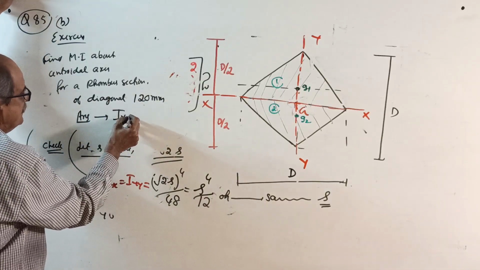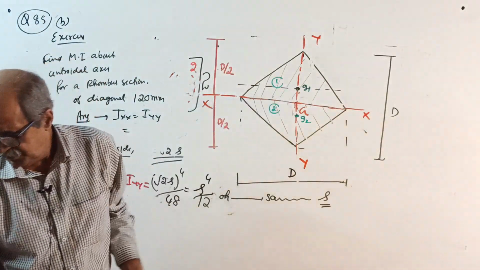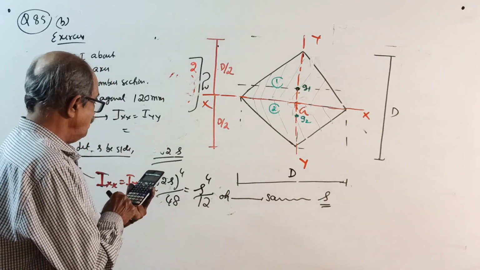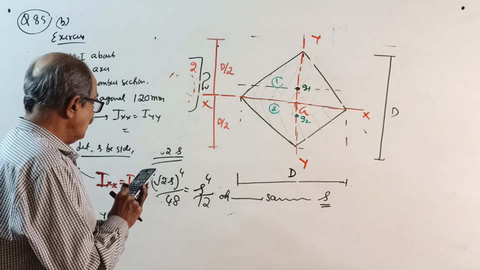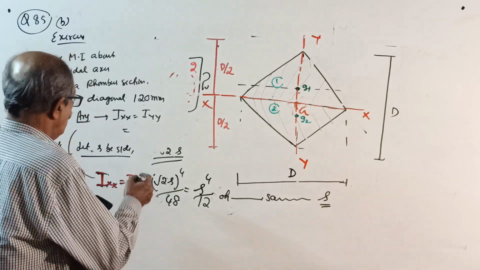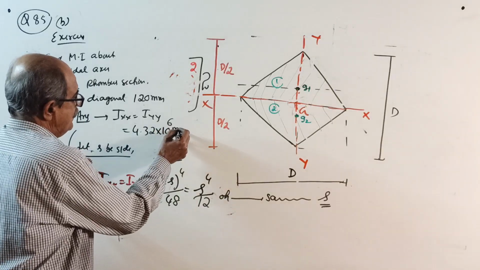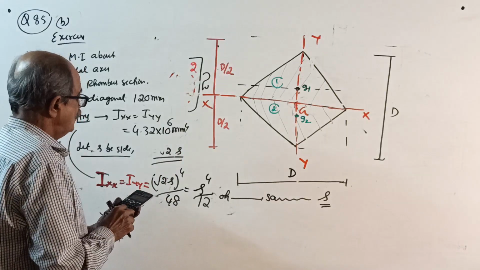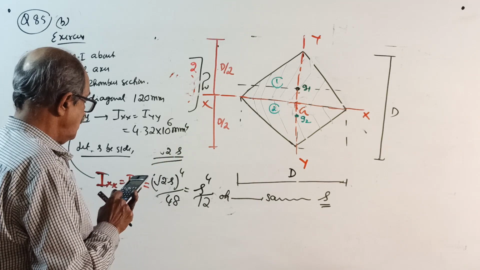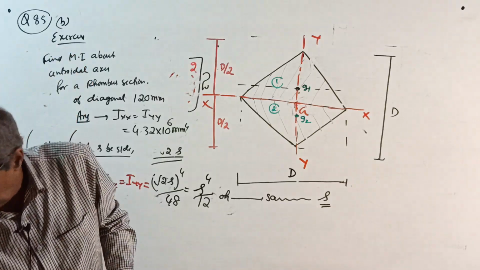Your Ixx will be equal to Iyy equal to, do the same way. But all will tell, sir is not doing same way. Yes, why should I do same way? I got the confidence. Divided by 48. 4.32 10 to the power 6 millimeter power 4 will come. Correct? 120 power 4 divided by 48. Yes, 4.32 10 to the power 6.